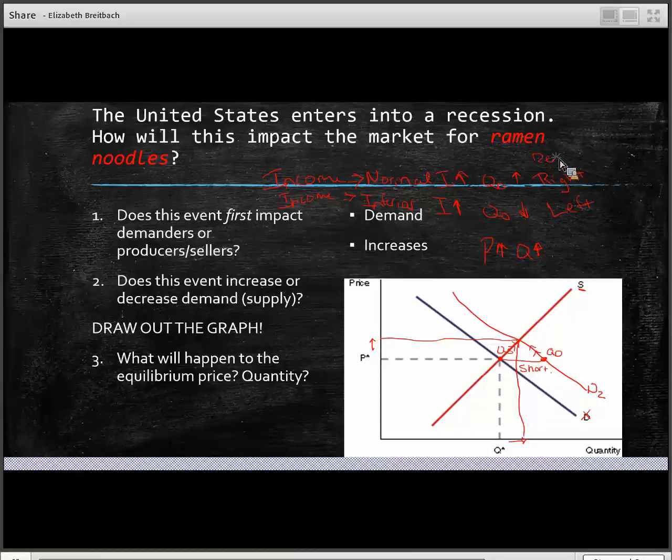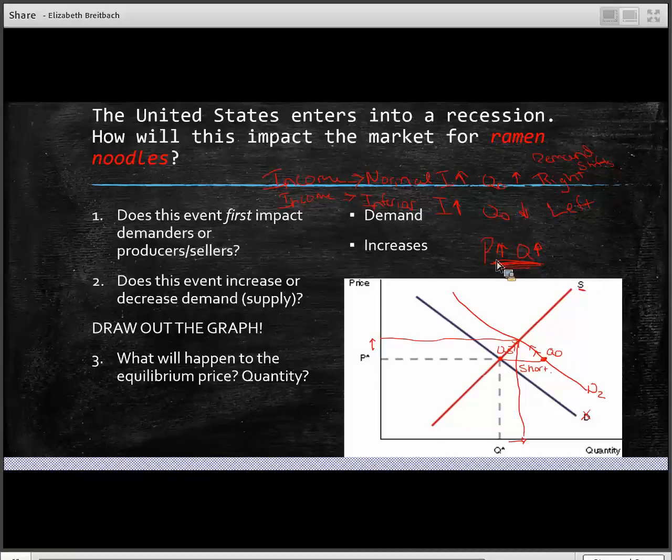All right, so on a normal good, we see income and the demand moving in the same direction, and in an inferior good, our income and demand will move in the opposite direction. Okay, so as we move into a recession, we're going to purchase more of our inferior good. There's that indirect relationship, and as a result, price and quantity will increase.